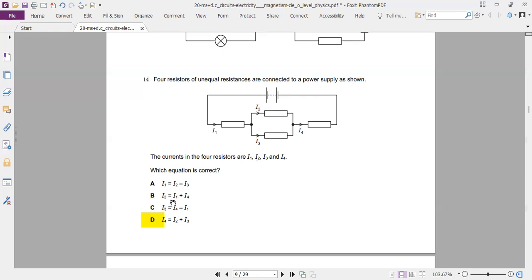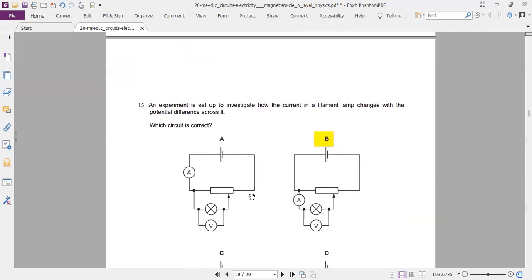In B, I2 is equal to I1 plus I4, that is wrong. C, I3 is equal to I4 minus I1, that is also wrong. 15.